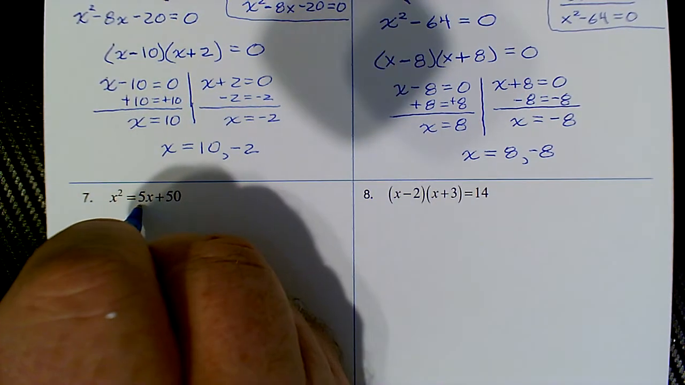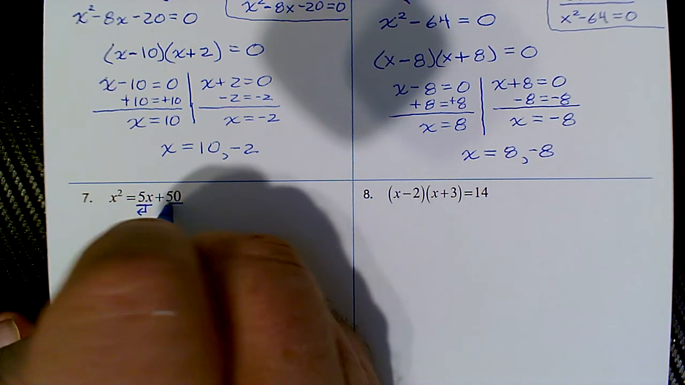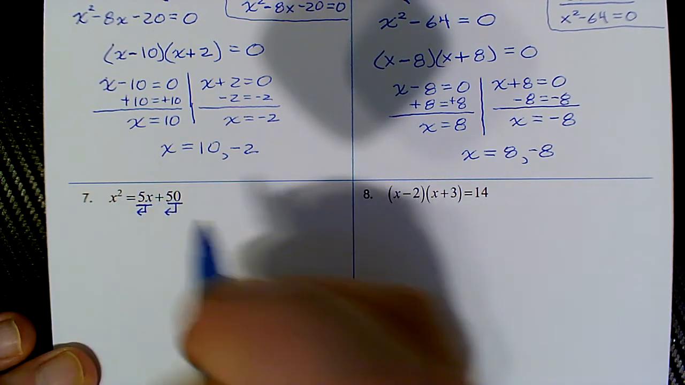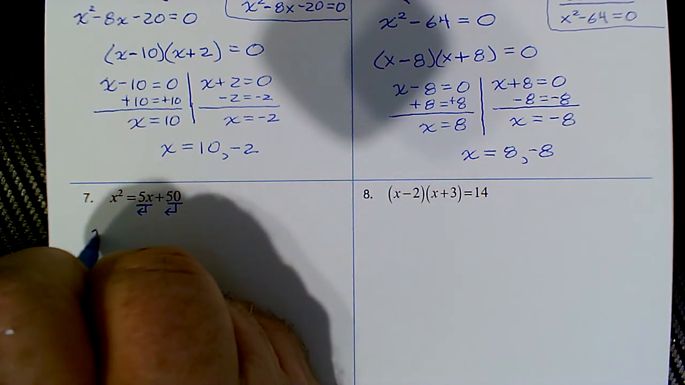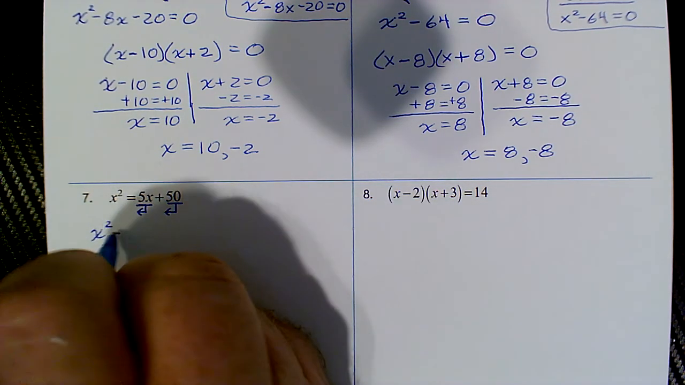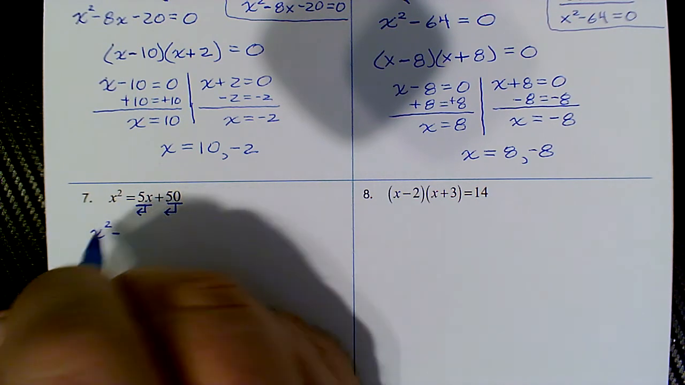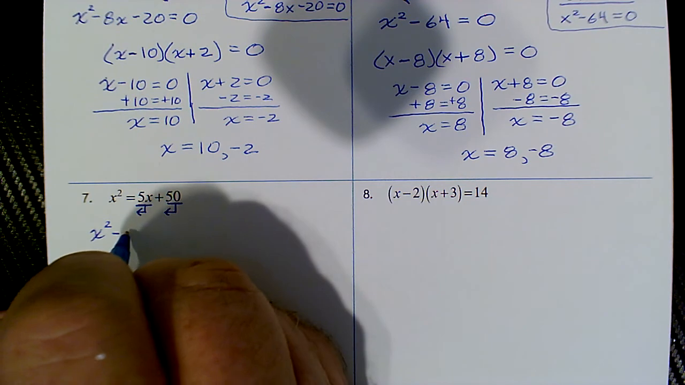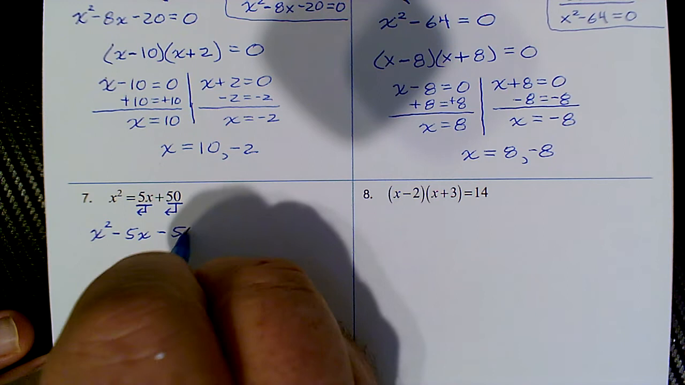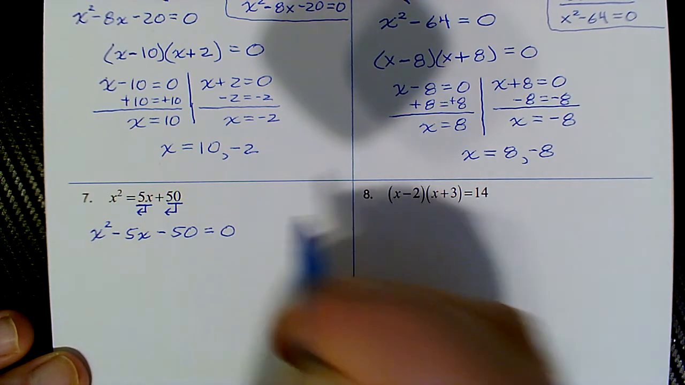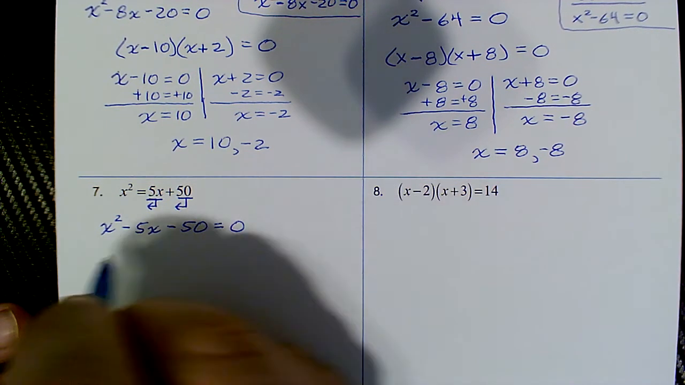I'm going to use the little transposition arrow like we talked about in the last lesson and move the 5x and the 50 to the left to join the x squared. So remember, when we transpose and move something from one side of the equation to the other, the sign changes. So this becomes minus 5x and similarly minus 50. Now set equal to 0, and then we continue with our factorization.